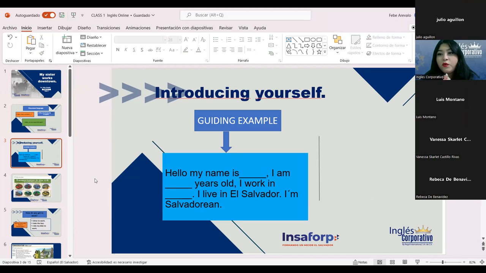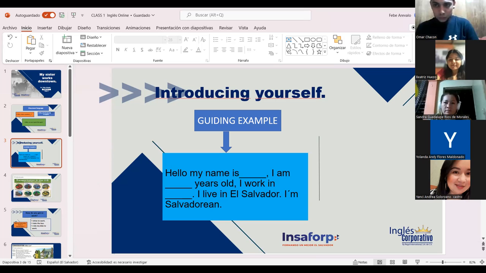Let me hear Julio Aguillon, please. Hello. My name is Julio Aguillon. I'm 39 years old. I work in American Textile Company and I live in El Salvador. I'm Salvadorian. Great, excellent, very good.